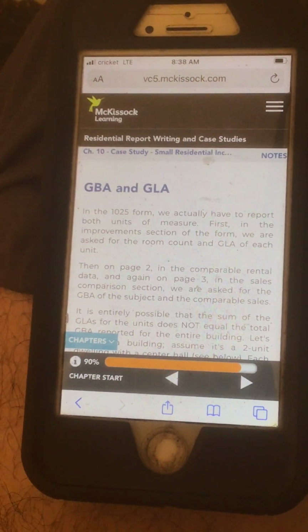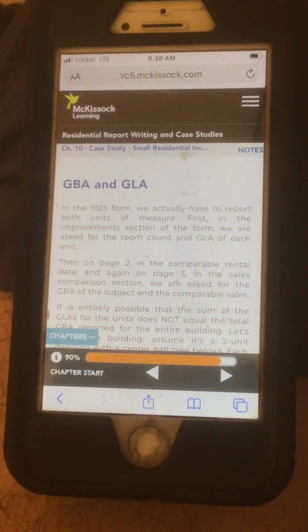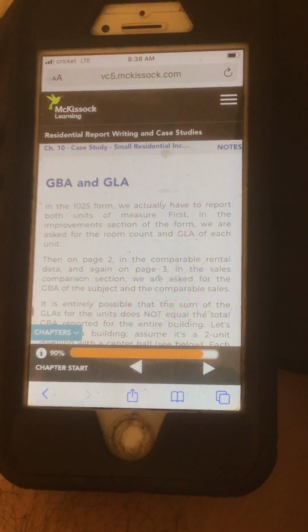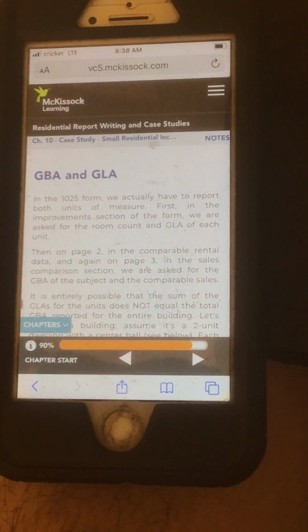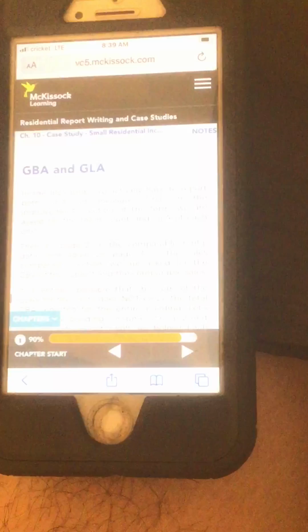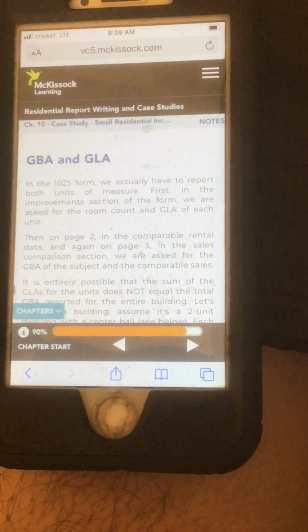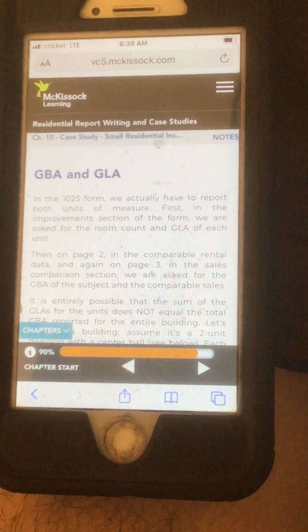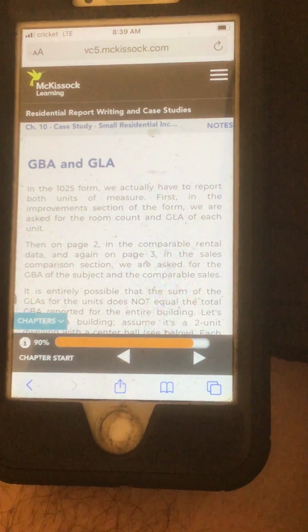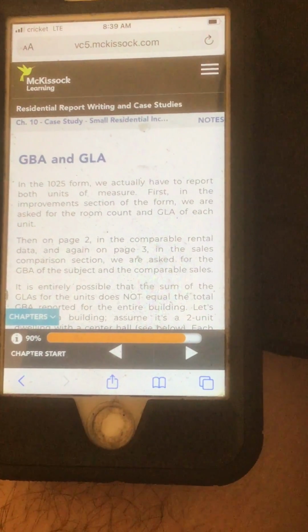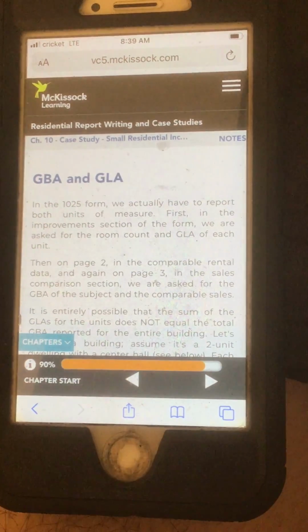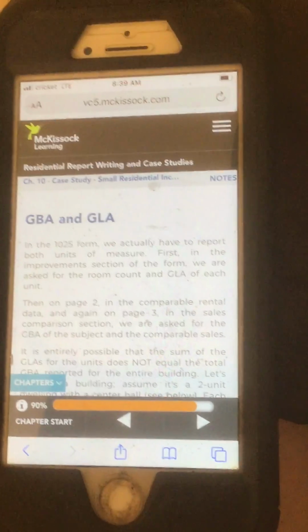In the 1025 form, we actually have to report both units of measure. First, in the improvement section of the form, we are asked for the room count and GLA of each unit. Then, on page 2, in the comparable rental data, and again on page 3, in the sales comparison section, we are asked for the GBA of the subject and the comparable sales.